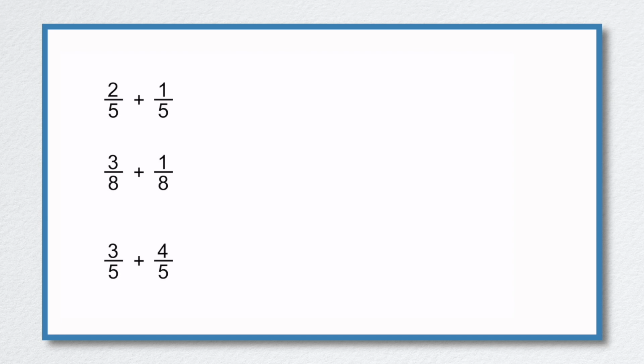So if we have 2/5 add 1/5, well, basically we add the 2 and the 1 together and we end up with 3/5. You don't have to put this extra stage in. I'm just doing this to explain what is going on.